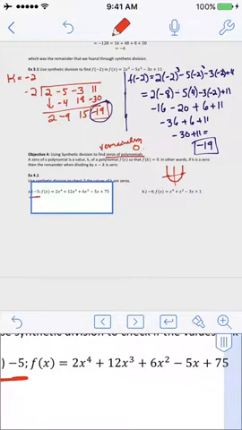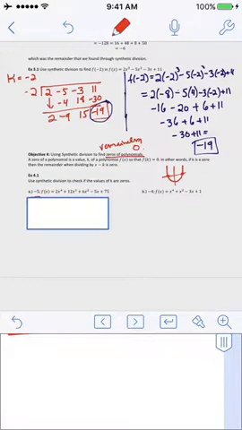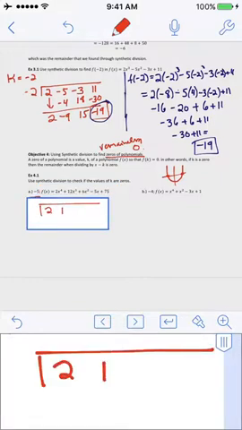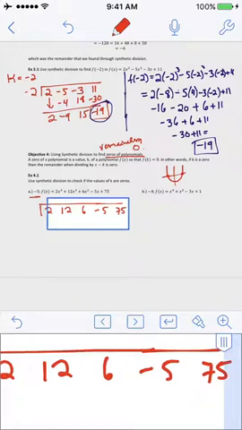But synthetic division should help us figure out if we don't want to do negative 5 to the 4th, we can maybe just synthetically divide and see if it actually ends up being 0. So let's do that. I've got 4, 3, 2, 1, 0, so I don't need to worry about filling in. 2, 12, 6, -5, and 75 are my coefficients.